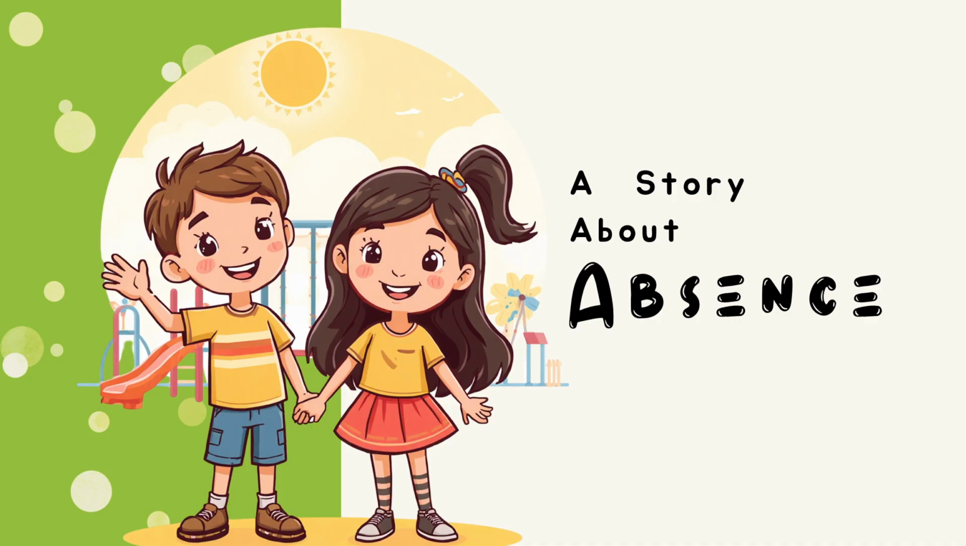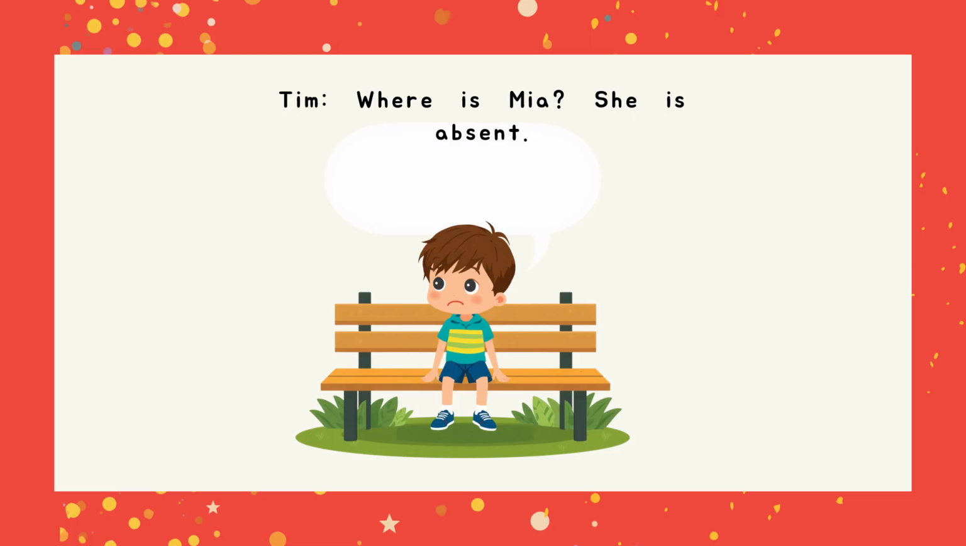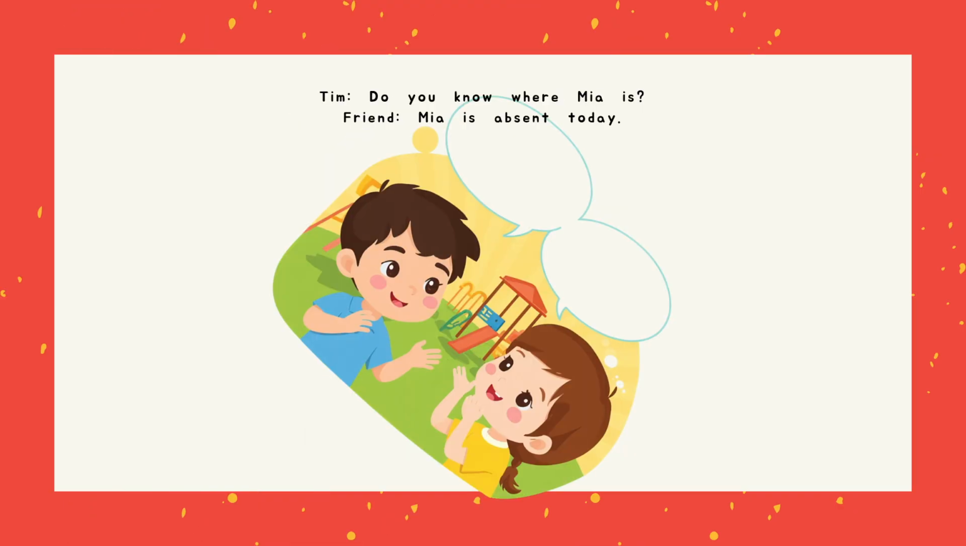Meet Tim and Mia. They are good friends who play together every day. One day, Tim goes to the playground. He waits for Mia on the bench. But Mia does not come. Tim says, "Where is Mia? She is absent." Tim feels confused. Tim sees another friend and asks, "Do you know where Mia is?" The friend answers, "Mia is absent today." Now Tim understands. Mia is not here today.